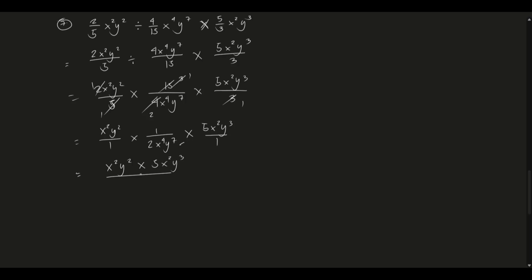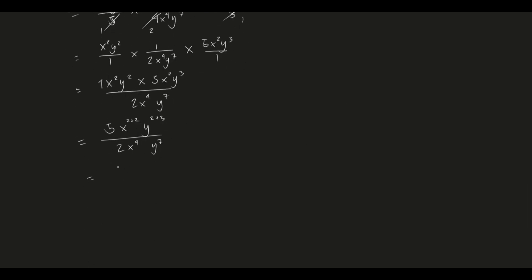So your denominator will become 2x raised to the 4 y raised to the 7. So let's multiply those terms at the numerator. We have coefficient here which is 1, so 1 times 5 is 5. And x squared times x squared is like x raised to the 2 plus 2. Then we have y squared times y raised to the 3, which is like y raised to the 2 plus 3, all over 2x raised to the 4 y raised to the 7.